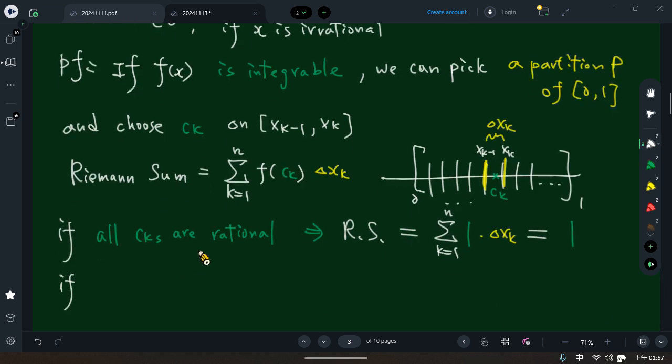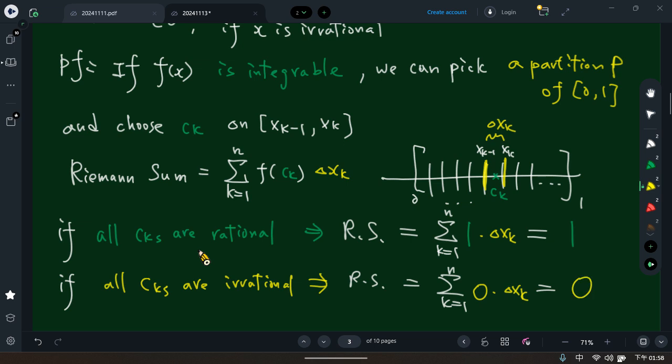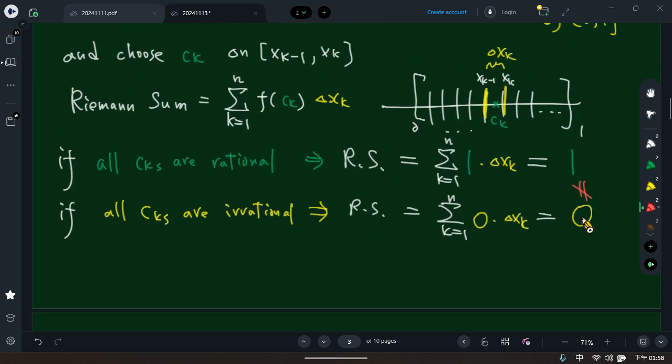But if all ck's are irrational, so your Riemann sum will be sigma k from 1 to n. Then the return value will be 0 times delta sk, right? So the result will be 0. 1 is different from 0, right? So it will be a conflict.